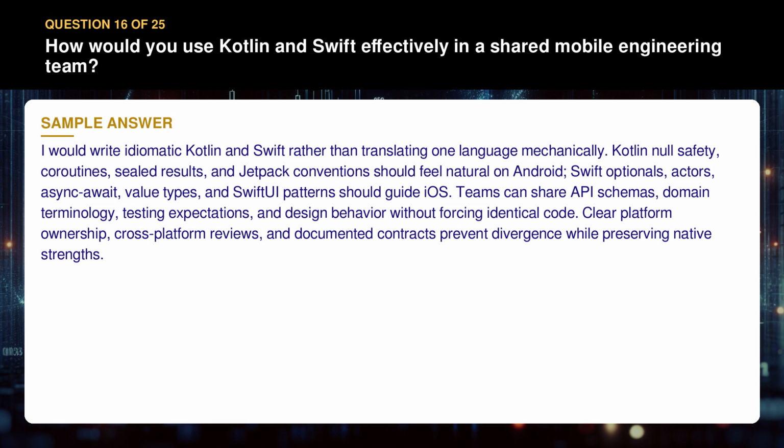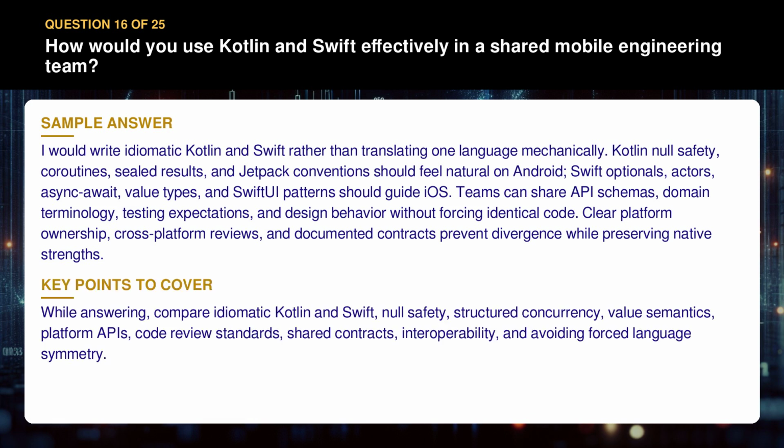Teams can share API schemas, domain terminology, testing expectations, and design behavior without forcing identical code. Clear platform ownership, cross-platform reviews, and documented contracts prevent divergence while preserving native strengths. While answering, compare idiomatic Kotlin and Swift, null safety, structured concurrency, value semantics, platform APIs, code review standards, shared contracts, interoperability, and avoiding forced language symmetry.